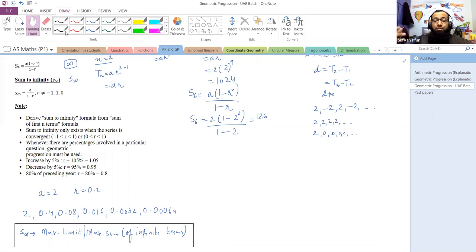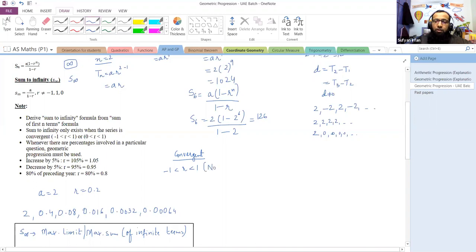Now, here comes the question, what does convergent actually mean? What are you trying to say, sir, when you are using the word convergent? So convergent actually means the common ratio R lies between negative one and one. Or we can also say that the common ratio R lies between zero and one. The broad condition must be kept in mind for a series to be convergent, because sum to infinity only exists for a convergent geometric progression, right? So for a geometric progression to be convergent, R must lie between negative one and one. And this condition applies when no indication is given.